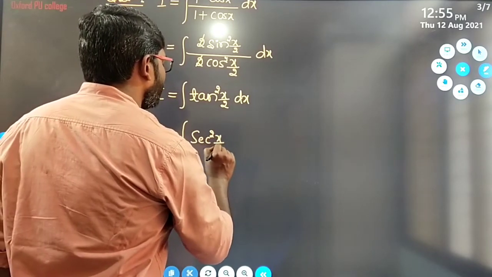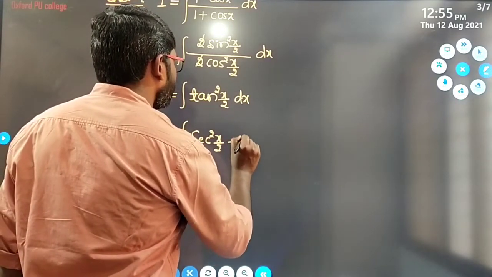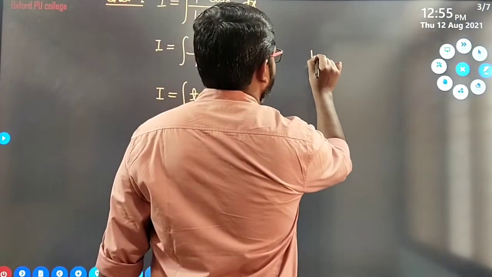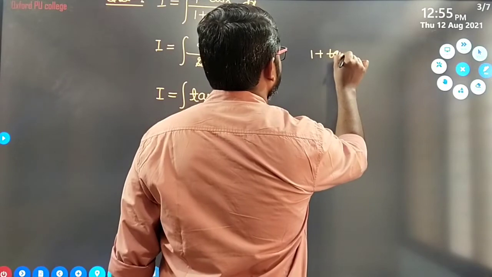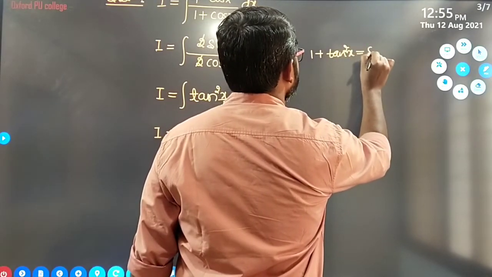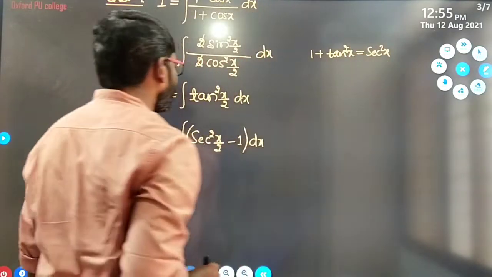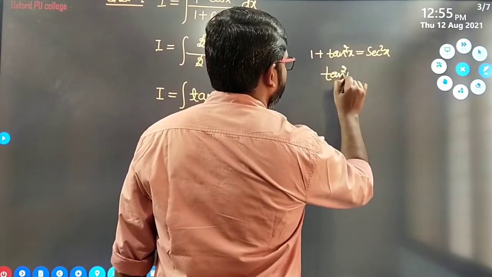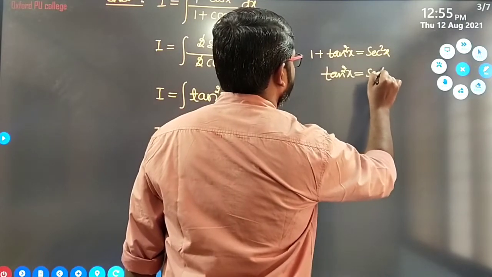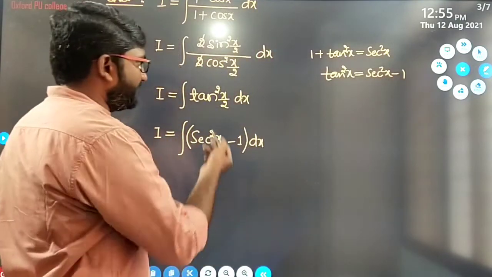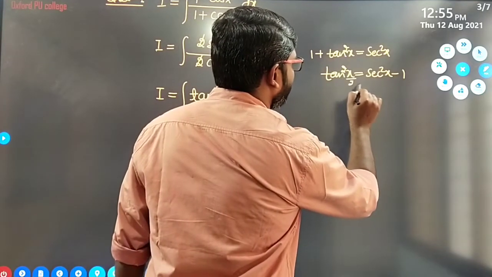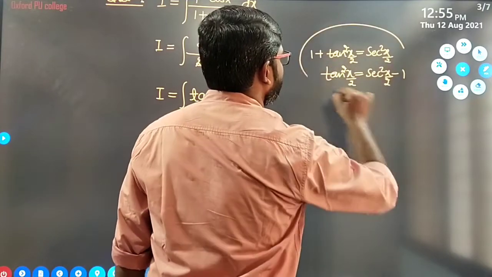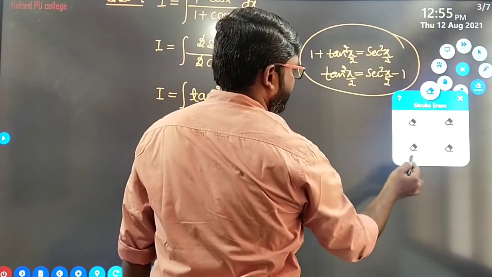Secant square x by 2 minus 1 dx. So see here, 1 plus tan square x is nothing but secant square x. And then here what do we want? We want tan square x. So tan square x is equal to secant square x minus 1. So here the angle is x by 2. That means tan square x by 2 will be secant square x by 2 minus 1. So this is the standard formula.